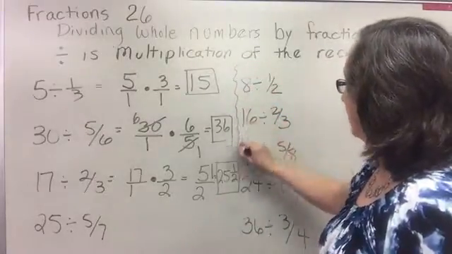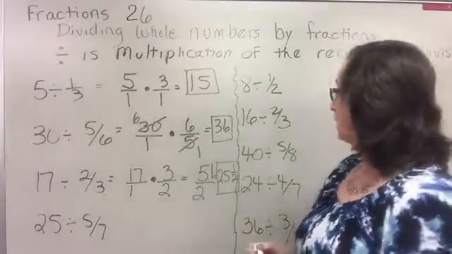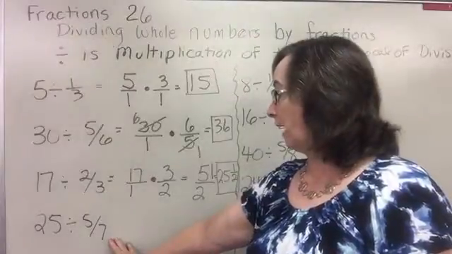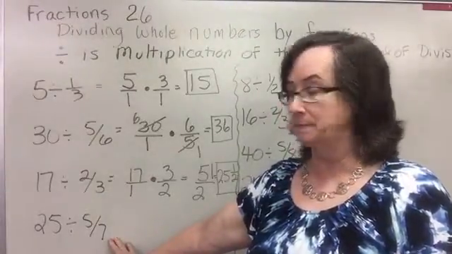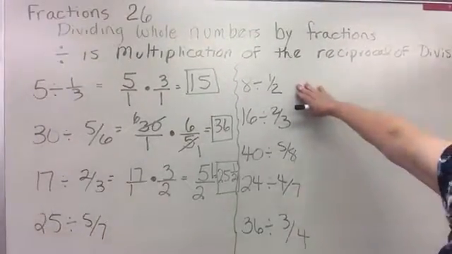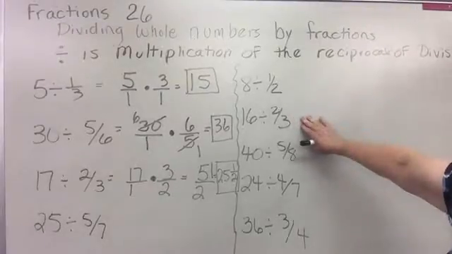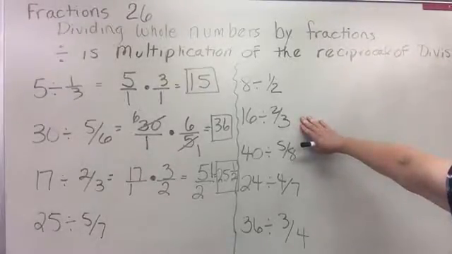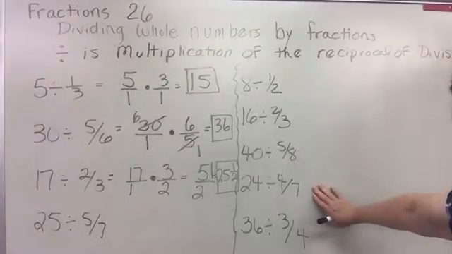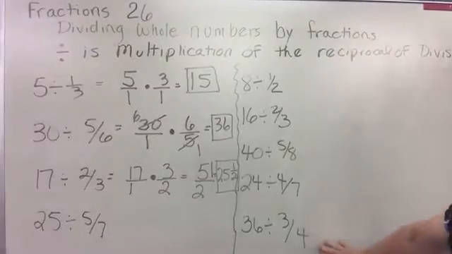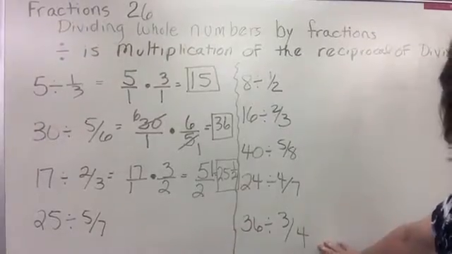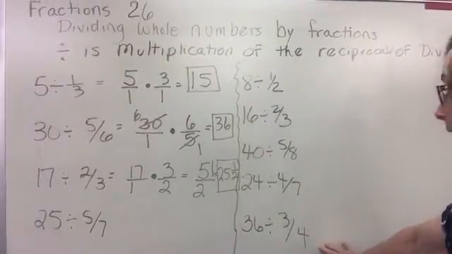Now, I'm going to draw a little line. And let's talk about the problems that I want you to do. I want you to do this one down here: 25 divided by 5 over 7. And then the right side of the board, 8 divided by 1/2. 16 divided by 2/3. 40 divided by 5/8. 24 divided by 4/7. And 36 divided by 3/4. Okay, so I want y'all to work on those, and we will be back in just a moment.